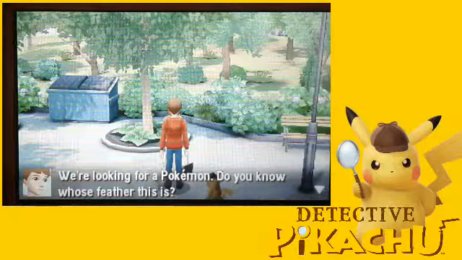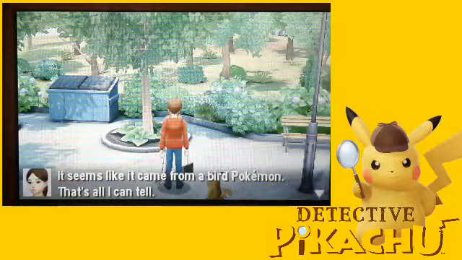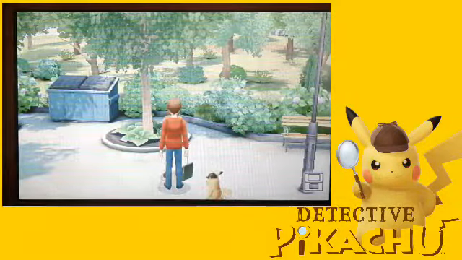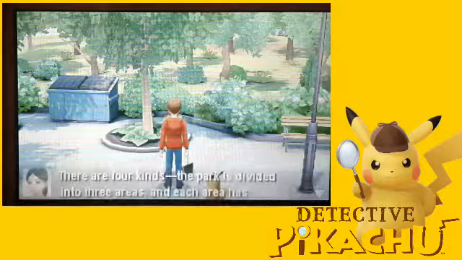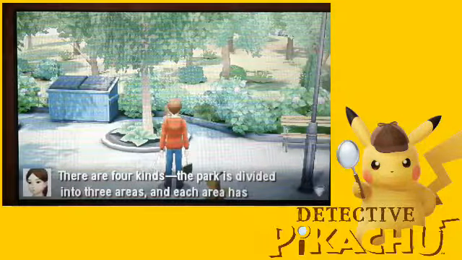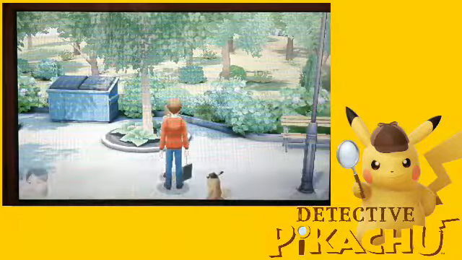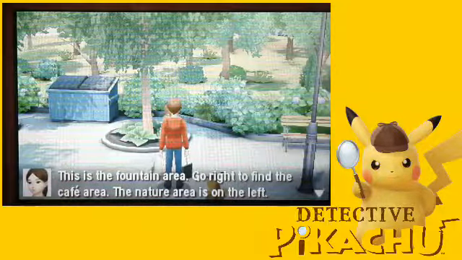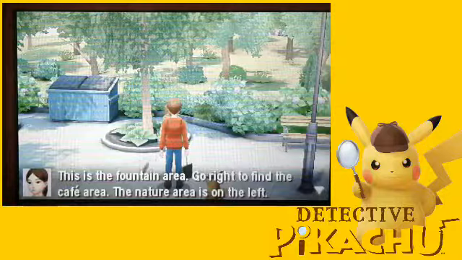We're looking for a Pokemon. Do you know whose feather this is? It seems like it came from a bird Pokemon. That's all I can tell. Can you tell us about the bird Pokemon in this park? There are four kinds. The park is divided into three areas. Each area has a different assortment of bird Pokemon living in it. This is the fountain area, go right to find the cafe area, the nature area is on the left.